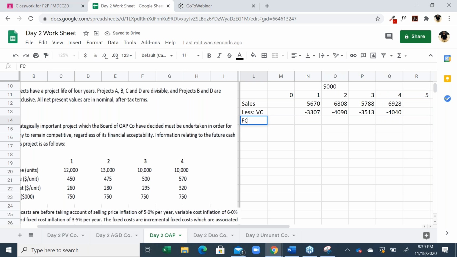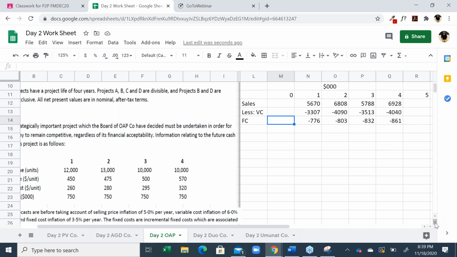Then come fixed costs. Fixed costs are 750 each year. So 750, and it should be inflated at the rate of 3.5%. So 1 plus 3.5% raised to the power 1 for the first year. And then thereafter it should be simply copied. So that's the incremental fixed cost for every year with inflation.